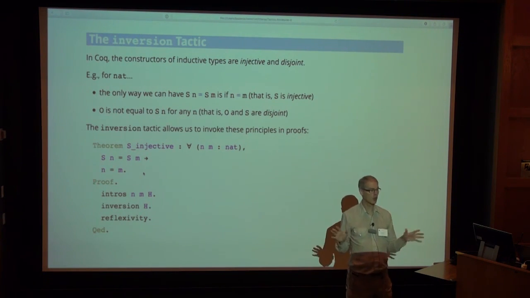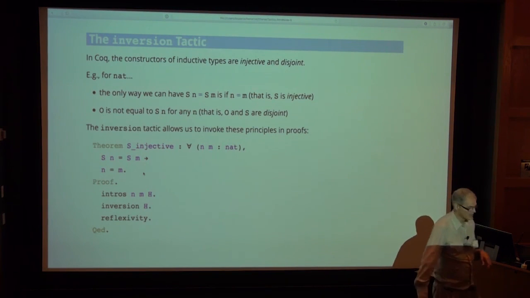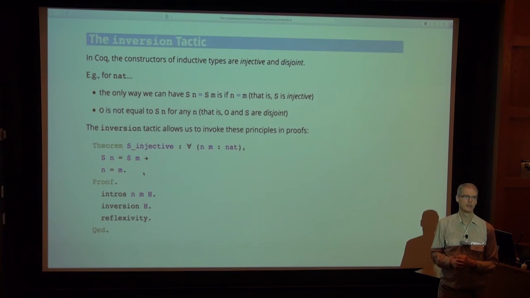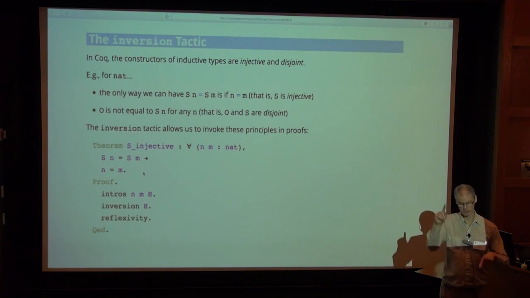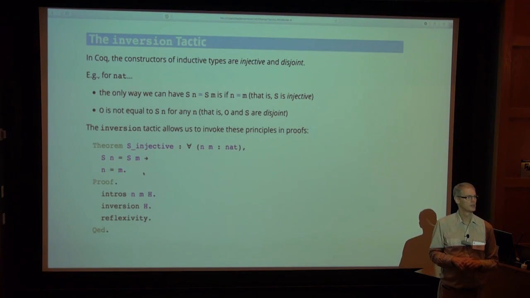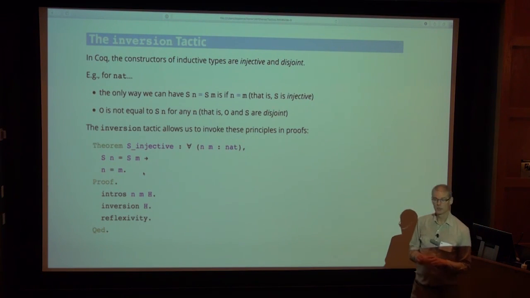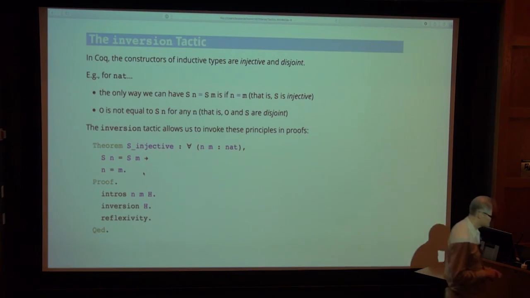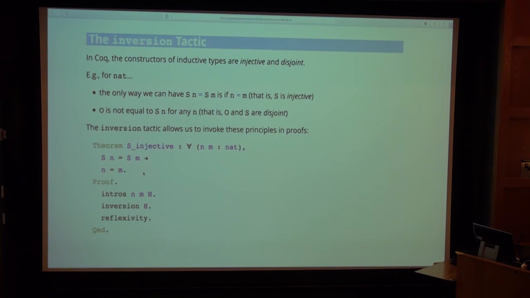It's not true for all functions. So certainly if x minus 1 equals y minus 1, it does not follow that x equals y, because that would be true of 0 and 1, which are not equal. So it's a special thing that's true of constructors. And the inversion tactic allows us to invoke these principles of injectivity and disjointness together.